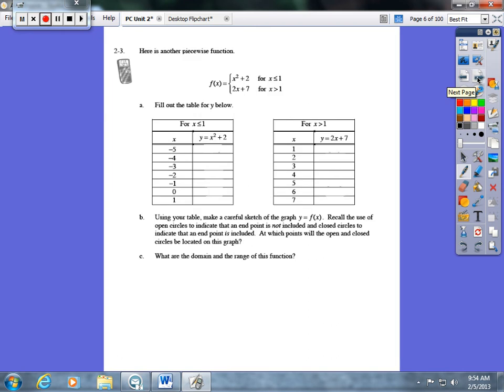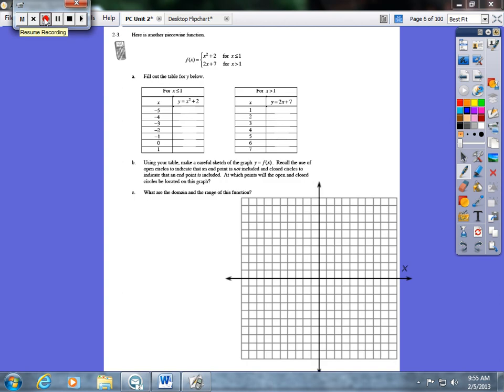Here's another piecewise function. Fill out the table. I told you, table's where it's at. Okay, so x squared plus 2, and 2x plus 7. And then we're going to make a careful sketch of that, so on and so forth. So again, you can complete the table if you need to, or you can do it by hand. It doesn't matter to me.